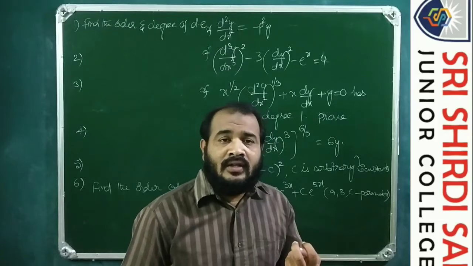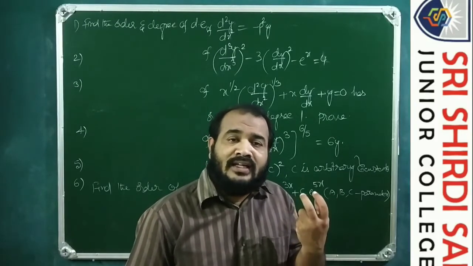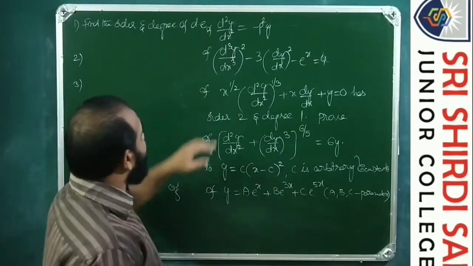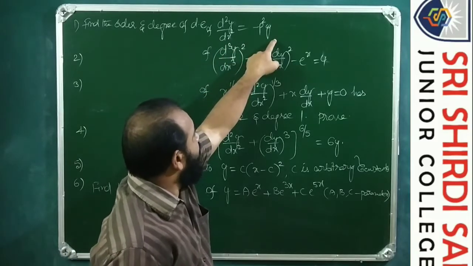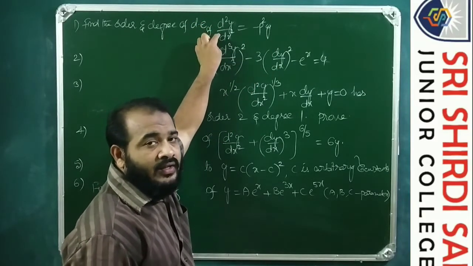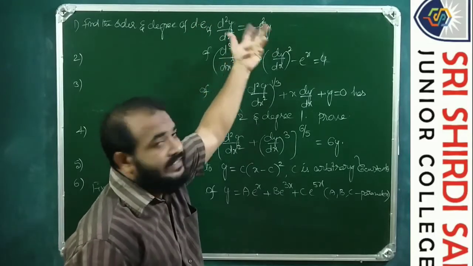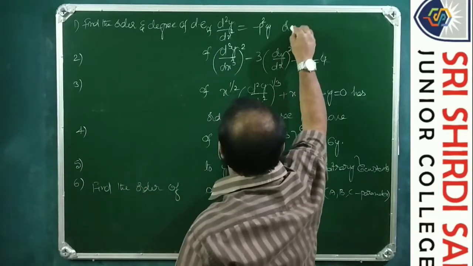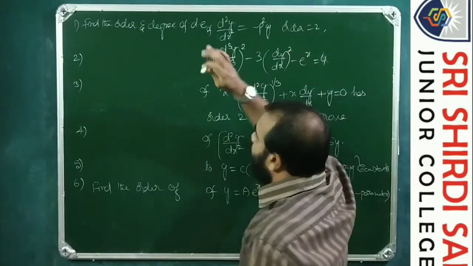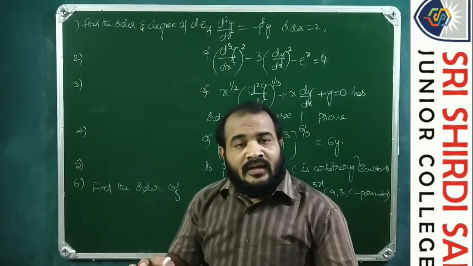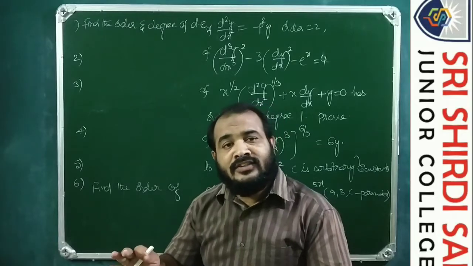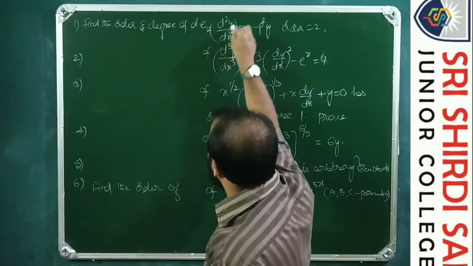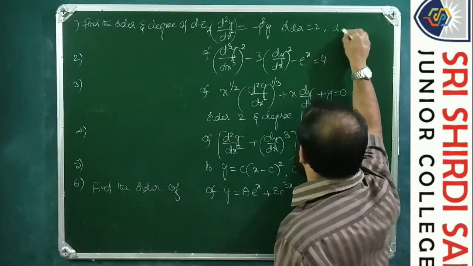Order is nothing but the order of the highest derivative occurring in the given differential equation. Here d square y by dx square equals minus p square y. This d square y by dx square we got by differentiating y twice. Therefore its order is 2. And what is the degree? Degree is the power of the highest order derivative. This has the highest power 1, therefore the degree is equal to 1.